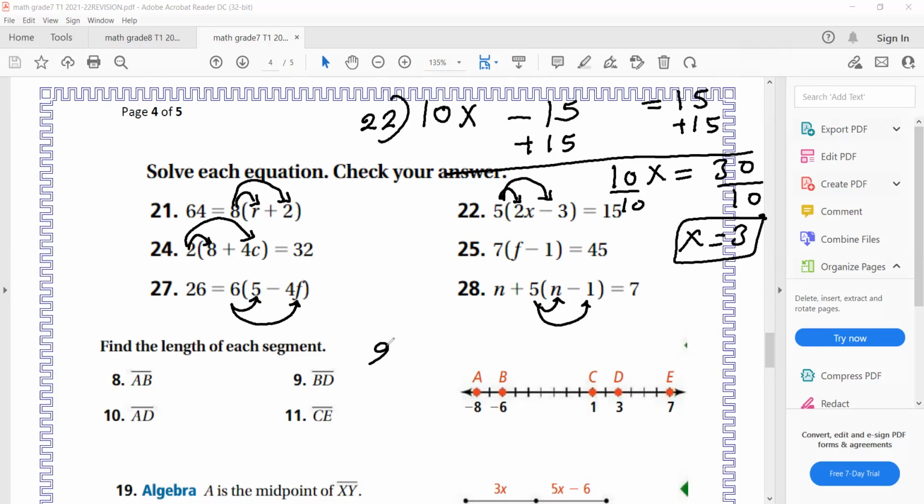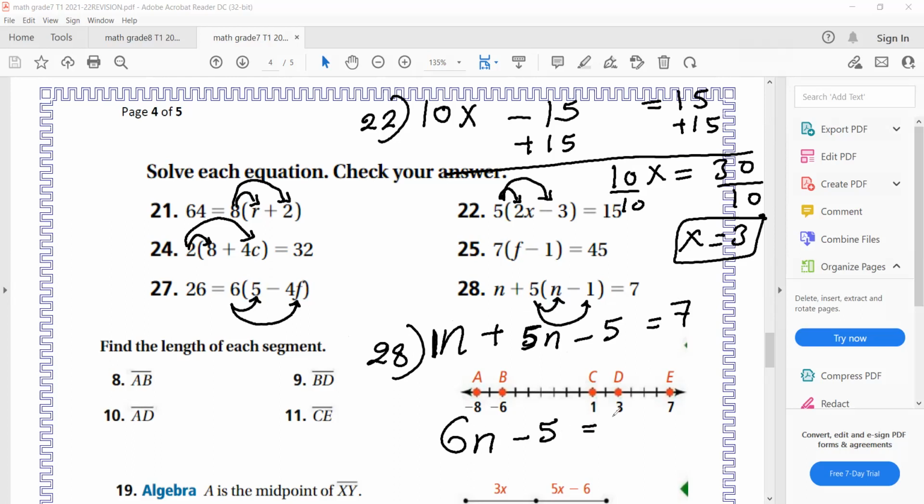I solve number 28. n plus 5 times n, 5n. 5 times negative 1, negative 5 equals 7. I have here 1n and here 5n. 1n plus 5n equals 6n. Minus 5 equals 7. Remove negative 5. Then 6n equals 12. Divide by 6. Then n equals 2.